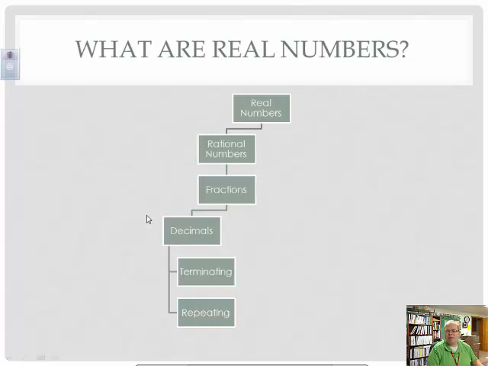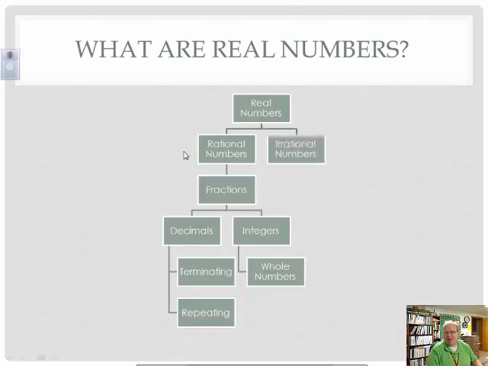Then, from there, we go back into the fraction. I go to integers. What are those? And then the whole numbers. So these all are rational numbers. Rational numbers entail a lot of information, a lot of different types of numbers. Now, the opposite of rational would be irrational numbers.